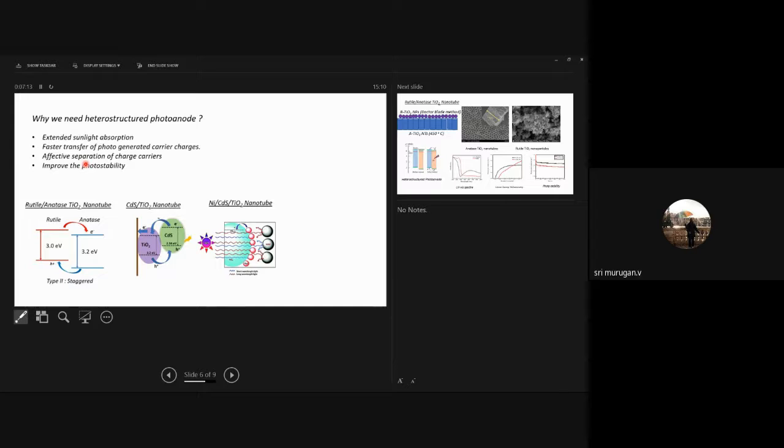And you can achieve effective separation of charge carriers also, and a heterostructure will improve the photostability of the photoanode. That is one of the conditions to achieve efficient hydrogen production.